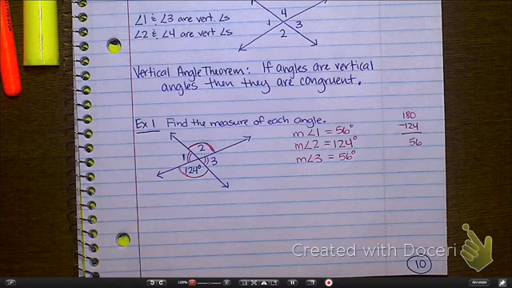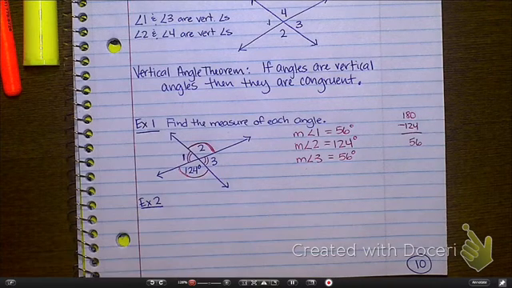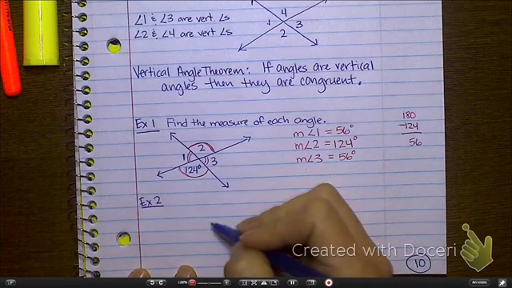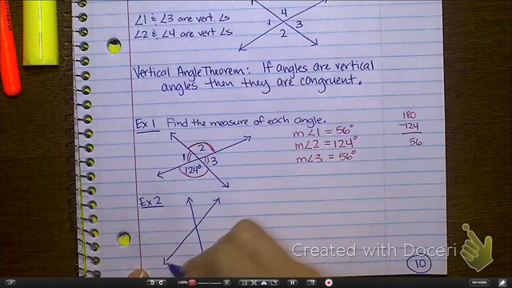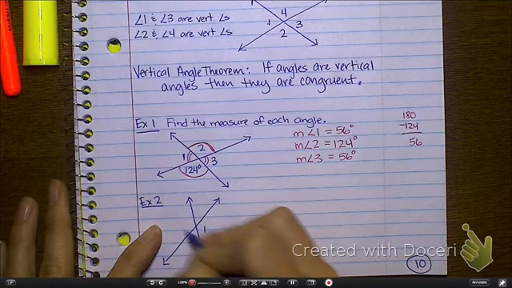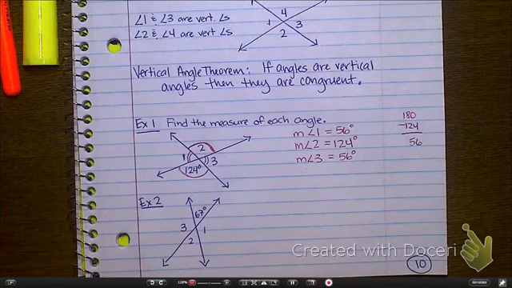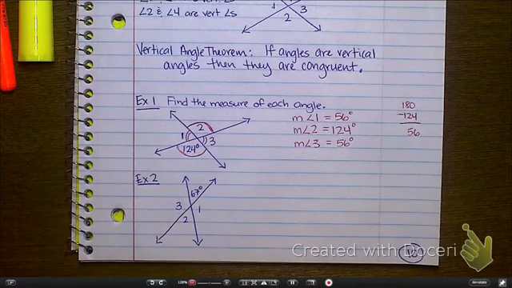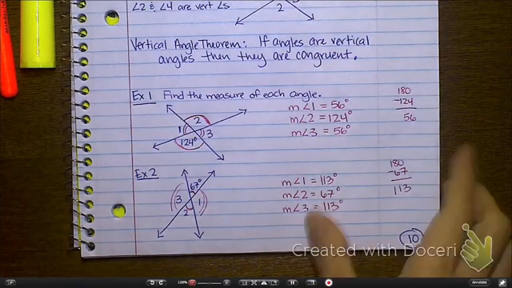Let's try another one. Okay, I'll have you guys try this one on your own. So the directions are the same. You're going to find the measure of each angle. Okay, and here's your picture. So you can copy this down. So that wasn't so bad, right? Everyone did okay on that, so we can move on.